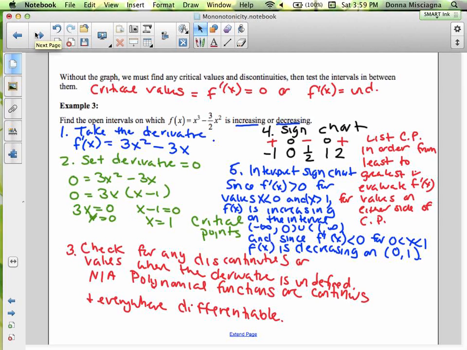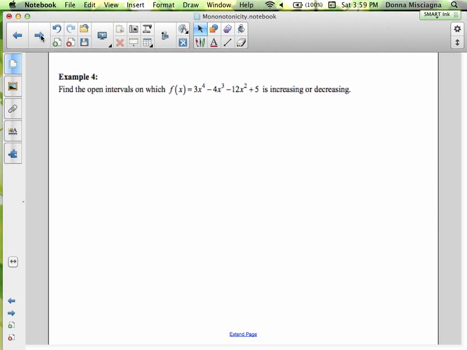All right, let's do another one. Let's see if I can do it a little faster. Find the open intervals on which f of x is equal to 3x to the fourth minus 4x cubed minus 2x squared plus 5. We want to know where it's increasing or decreasing. Step 1, take the derivative. So I'm going to try to go faster.